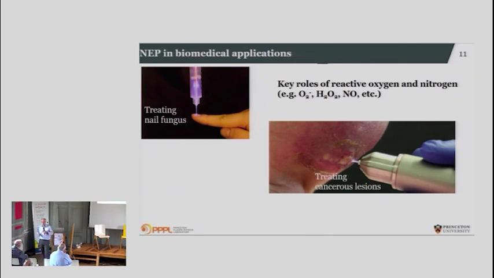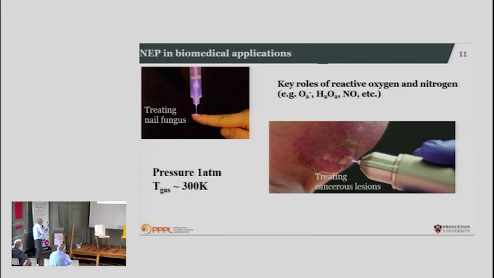There's a lot of things going on. I just wanted to cut to the chase: one of the things the community realized is that one of the main reasons these plasmas are biomedically active is that they create a lot of reactive oxygen and nitrogen species. These are very important species in aerobic biology, for example, superoxide, hydrogen peroxide, nitric oxide, et cetera. It's not the only thing going on, but we think this is probably one of the major reasons these plasmas are medically therapeutic, or can be.